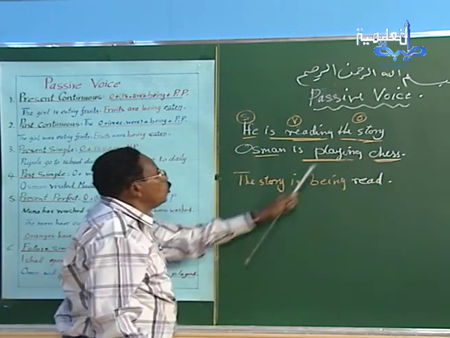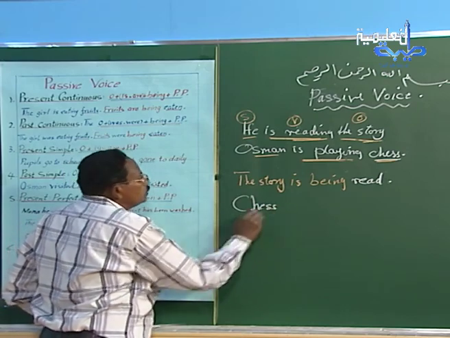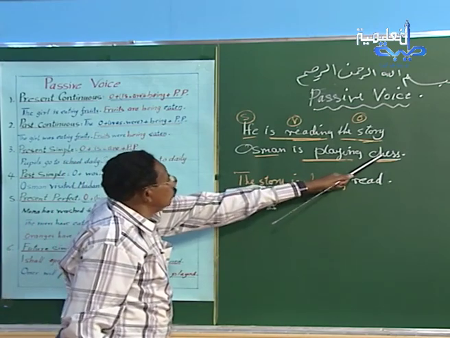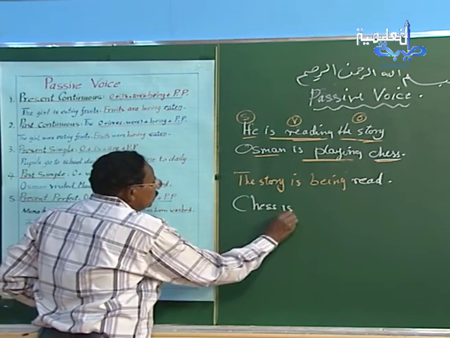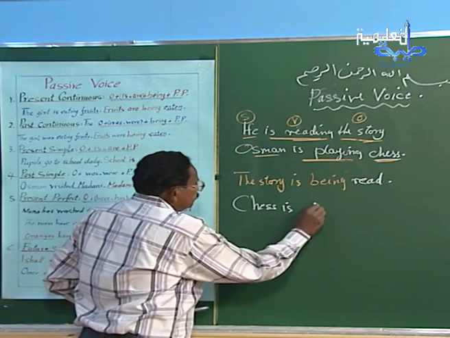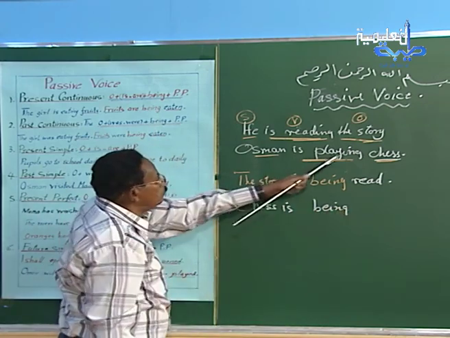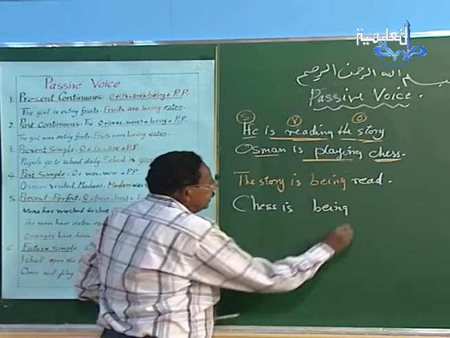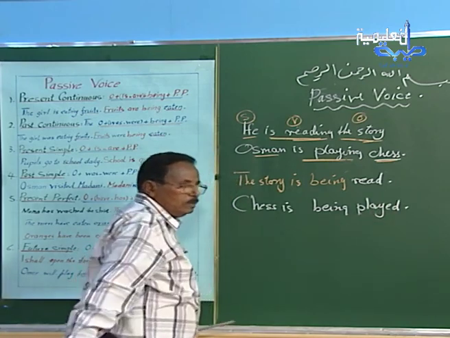Chess is the object. We start with, we say chess. Playing chess. Chess is the object. After chess, this is singular, is. After is, there is being. And after being, there is the past participle of play, played. I'm going to add ED.